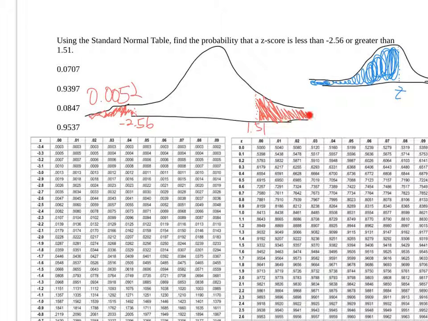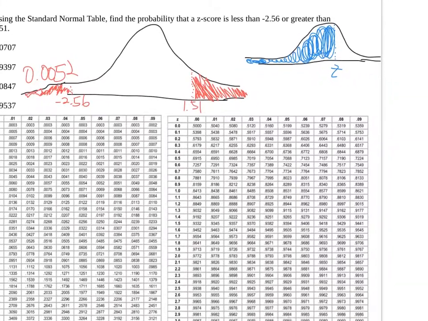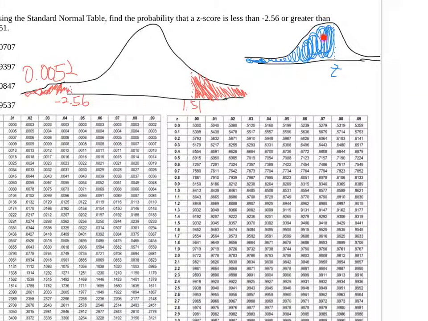Now we've got to find the area in this tail, 1.51. Now remember, this table only gives us area to the left, and the total area here has to be equal to 1. So if you can find the lower tail area and subtract it from 1, that will give you the upper tail area. So we want the upper tail area here. First let's find the 1.51 lower tail.